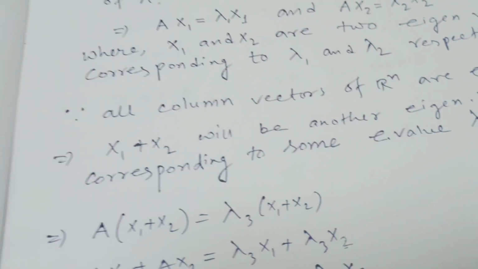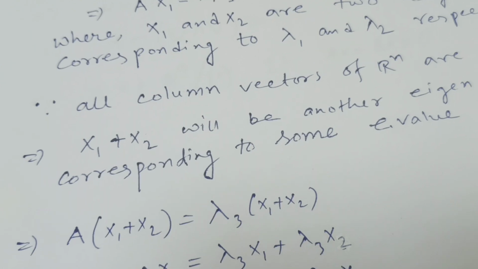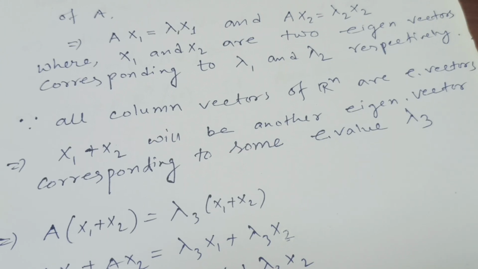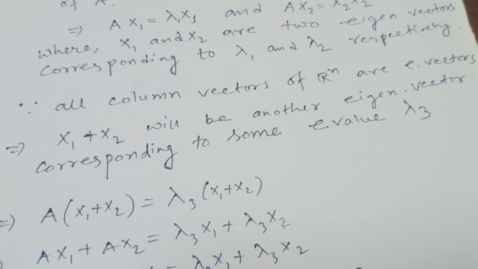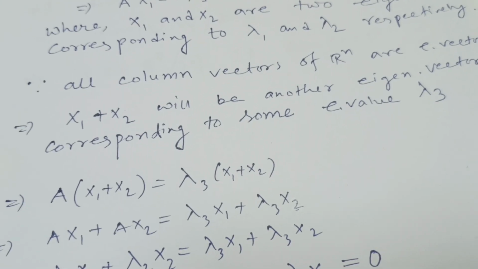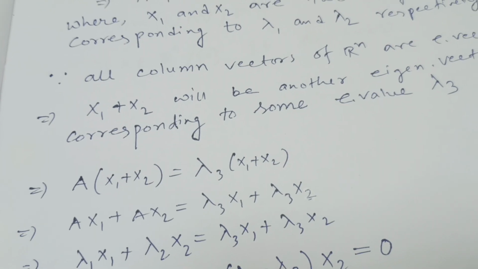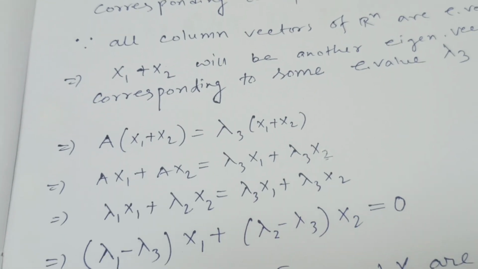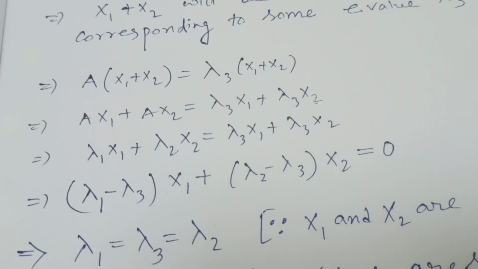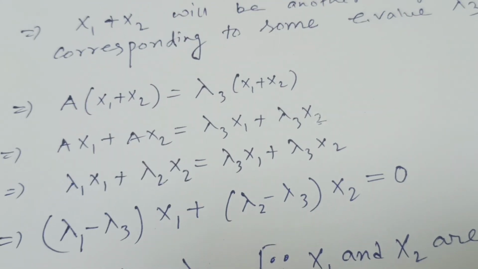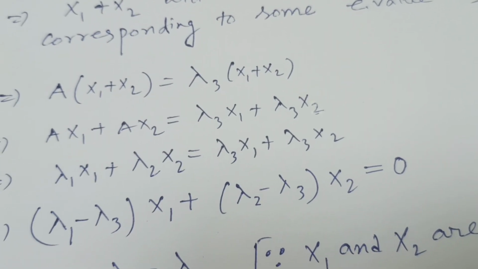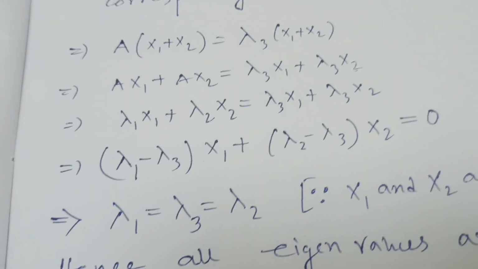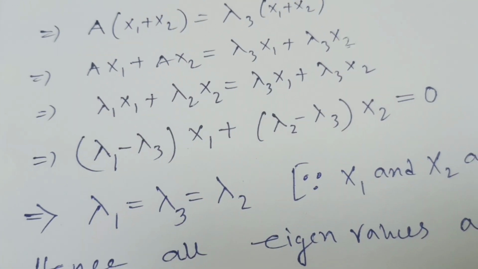Since all the column vectors of R^n are eigenvectors, x1 plus x2 will be another eigenvector corresponding to some eigenvalue, let's say lambda 3, which implies that A(x1 plus x2) equals lambda 3 (x1 plus x2). By doing some calculation, I can say that (lambda 1 minus lambda 3) times x1 plus (lambda 2 minus lambda 3) times x2 equals 0, which implies that lambda 1 equals lambda 2 equals lambda 3.